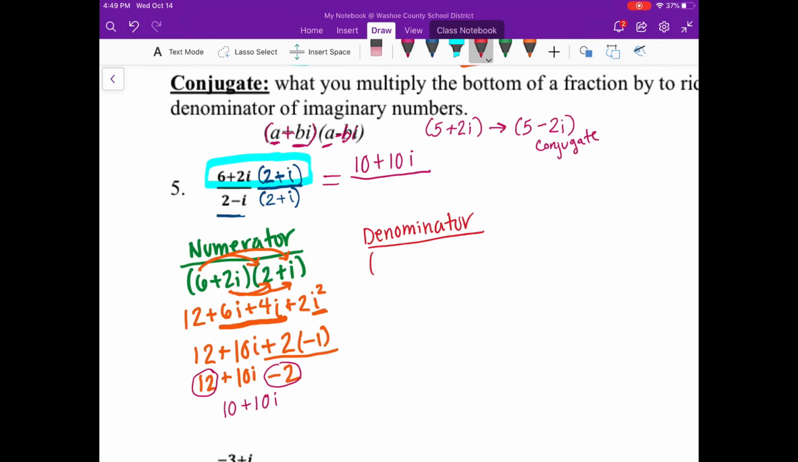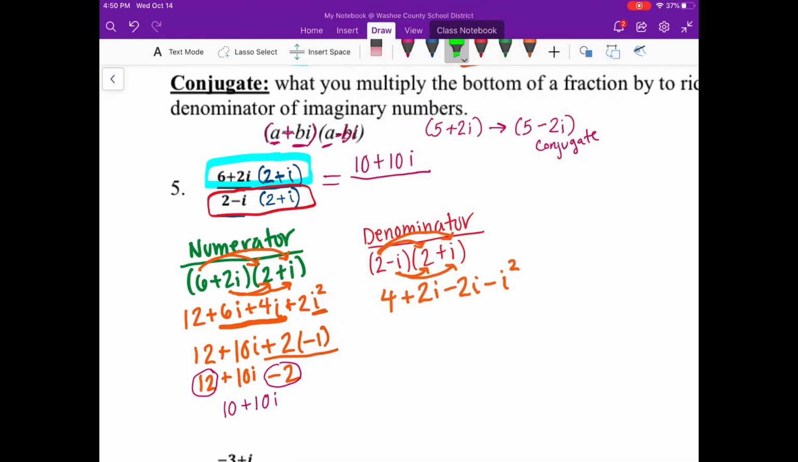That way it kind of keeps things clean here. So for the denominator, I'm multiplying these two things together. So I have 2 minus i times 2 plus i. And we're going to do double distribution here again. So 2 times 2 is 4. 2 times i is 2i. Negative i times 2 is a minus 2i. Negative i times positive i is a minus i squared.